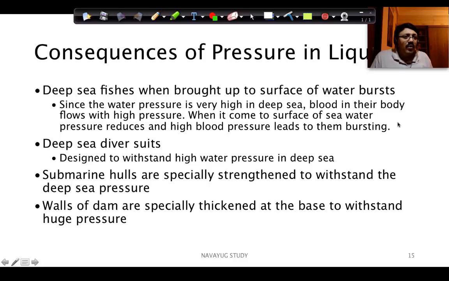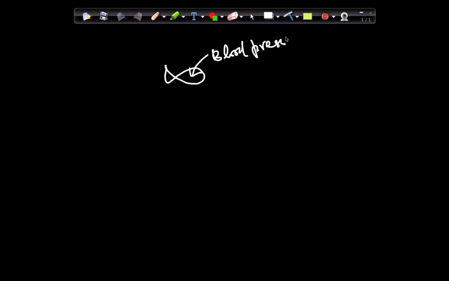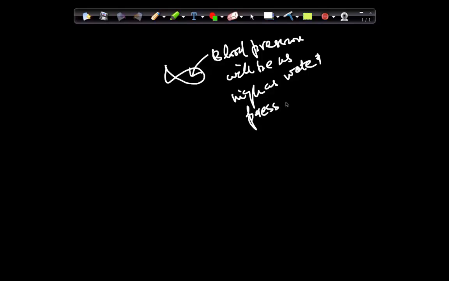So if you look at the fish, right? So let me draw a fish. Okay, so there's a fish, and inside this fish, the blood pressure is as high as the water pressure outside. And when they rise up to the surface of the water, the water pressure starts reducing.